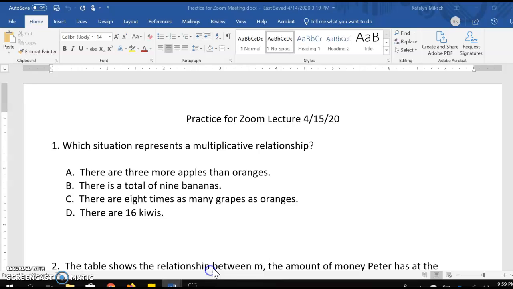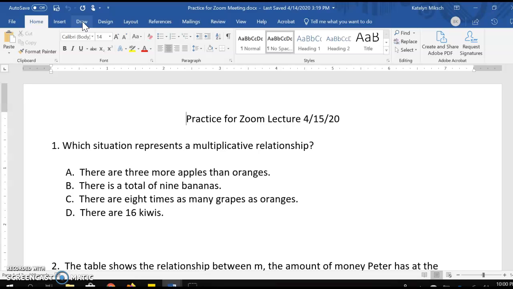So if you pull it up, this is what you're going to see. It's just 5 problems that we practiced really quick in the Zoom meeting. They'll help you on your quiz if you haven't taken your quiz yet. And these are problems that are similar to some that we did in class back before spring break too, so they might look familiar to you. So hopefully you watched the videos from earlier in the week that were supposed to give you your initial instruction, and I reviewed the different types of relationships that you might see in tables, graphs, and equations. So we have multiplicative relationships and additive relationships.